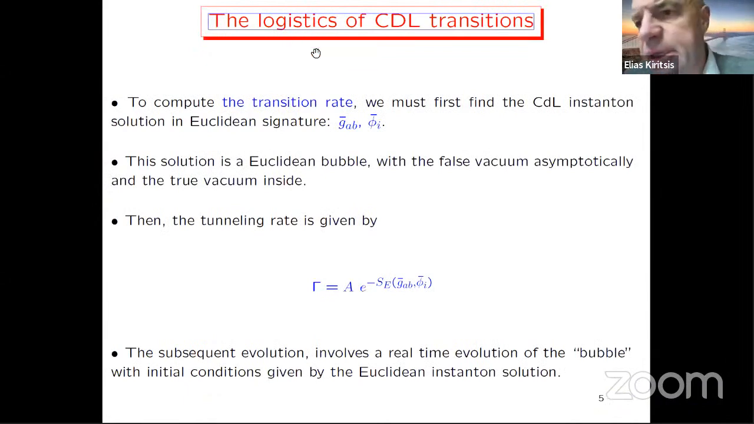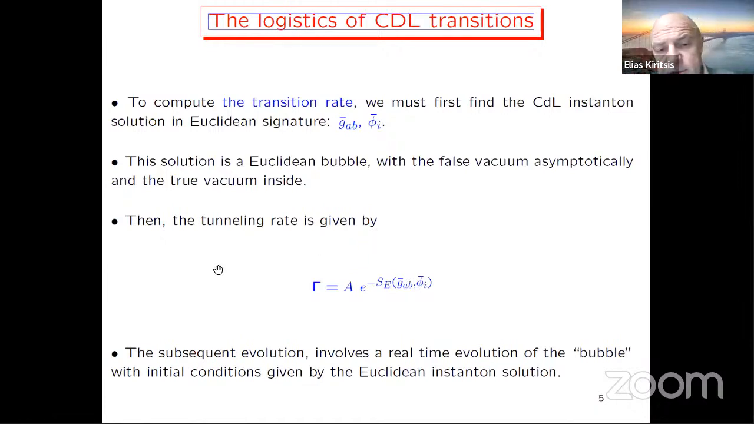So let me remind you of some of the basic things about Coleman-de Luccia transitions. To compute the transition rate, the instanton rate, first of all, we must find a Coleman-de Luccia instanton solution in Euclidean signature. And typically, this means a solution that involves a metric, since we are in a theory of gravity, and the values of some scalar fields. Now, this solution describes a Euclidean bubble, where the false vacuum is asymptotically far, and the true vacuum is inside the bubble. And then, if you find such a Euclidean solution, you can write the rate of this transition as some amplitude that is usually computed from one loop determinants, times the classical instanton factor, which is e to the minus the instanton action for the particular solution, which of course one would have to renormalize.